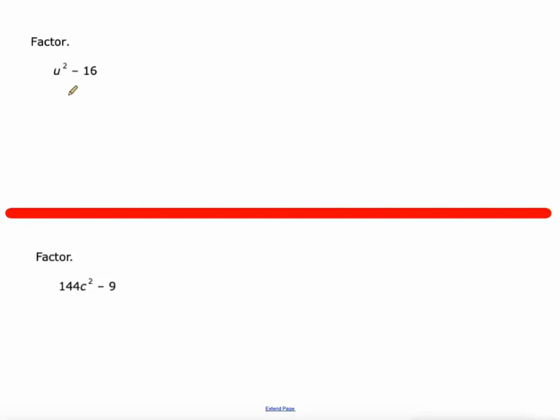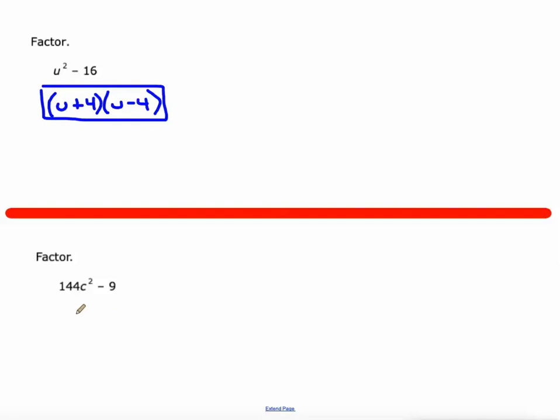So here's one that appears a lot. It's the difference of two perfect squares. U squared is a perfect square, its square root is u. And 16 is a perfect square, its square root is 4. So whenever we have the difference of two perfect squares, we can factor it like this. It's called the sum and difference pattern, u plus 4 times u minus 4.